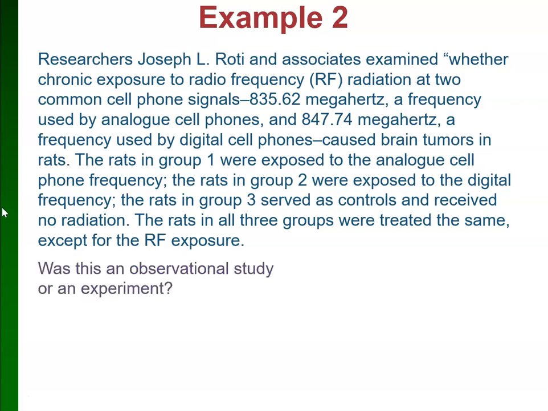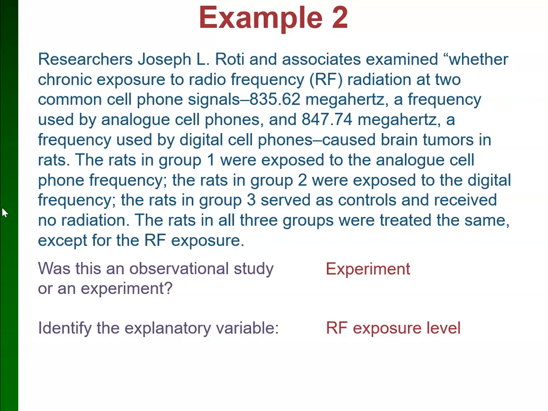The first question is, was this an observational study or an experiment? In this study, the rats were intentionally exposed to 3 different frequency levels, and then the effect was observed. That would correspond to 3 different treatments being applied, and that makes this an experiment. The explanatory variable would be the treatment that was applied, which would be the level of radio frequency exposure. The response variable is, again, whether or not a brain tumor developed.